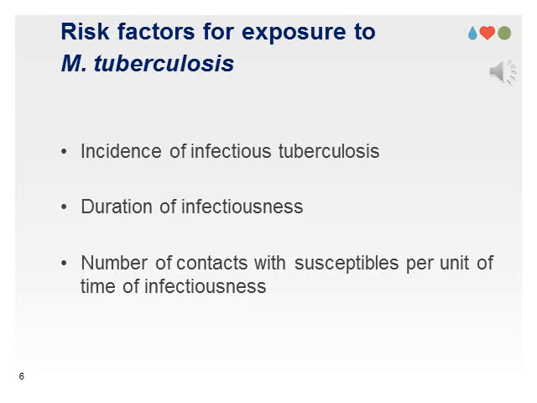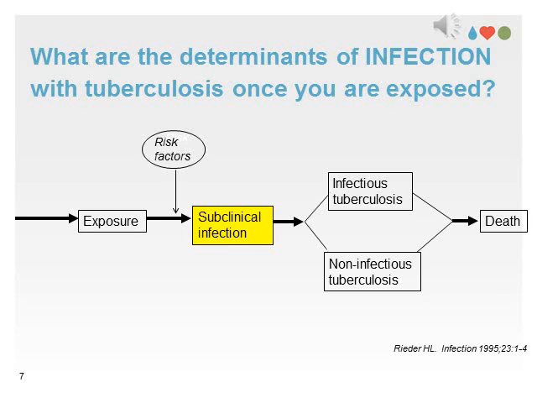Another determinant is the number of times susceptible persons are in close contact with the source and breathing the same air, and hence sharing a room with a coughing tuberculosis patient is a definite risk factor. Once you're exposed to tuberculosis bacteria, what are the determinants of infection with tuberculosis? The outcome measurement here is infection by Mycobacterium tuberculosis.